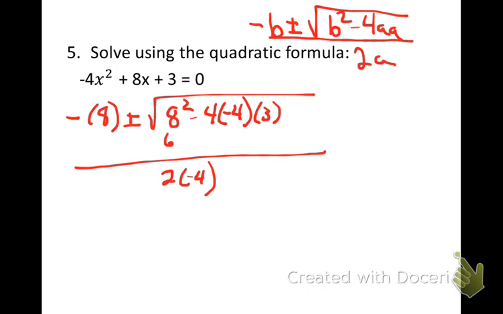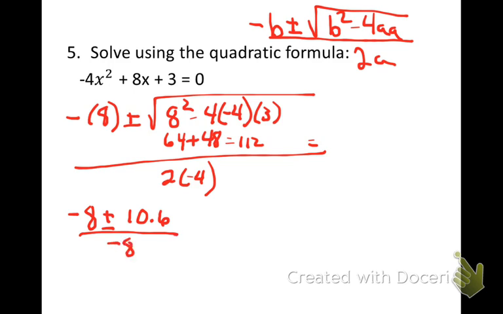So this gives me 64 here. Negative times negative is positive, so that is 16 times 3 would be 48. So add those two together and it gives me 112. So that's what I'll be taking the square root of. So I'm going to end up with negative 8 plus or minus the square root of 112 would be 10.6 all over negative 8.